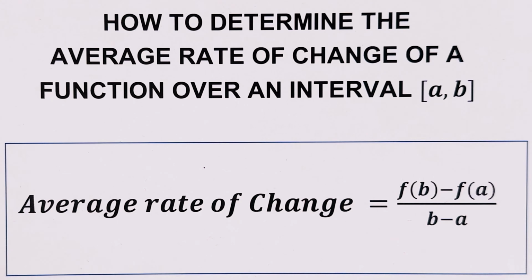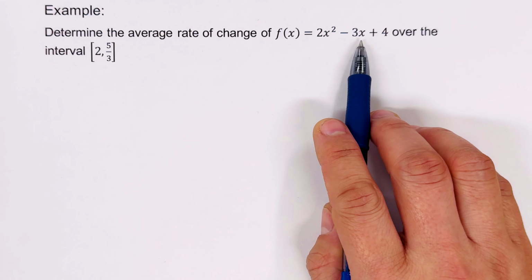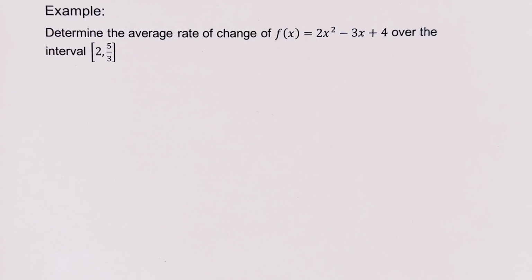And the formula to determine the average rate of change is f of b minus f of a over b minus a. To better understand this equation, let's go over some examples. In this example, we're supposed to determine the average rate of change of this function over the interval 2 and 5/3. We first write the formula for the average rate of change.